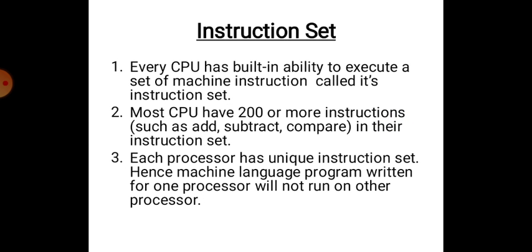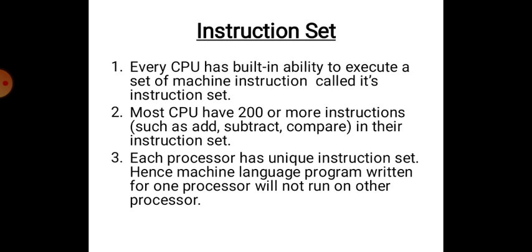Instruction set. Point number 1. Instruction set is nothing but the set of instructions that can be executed by a particular processor. Every CPU has built-in ability to execute a set of machine instructions called its instruction set. So students, what is instruction set? Instruction set are the machine instructions which can be executed by CPU. Point number 2. Most CPUs have 200 or more instructions such as add, subtract, compare, etc.